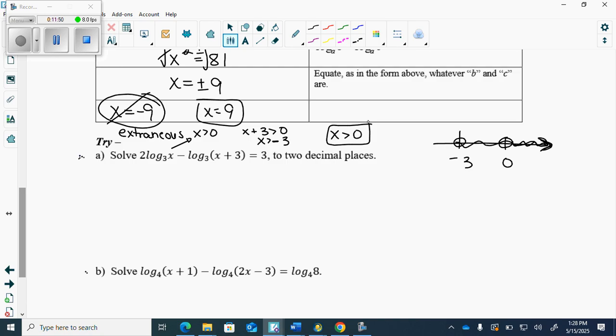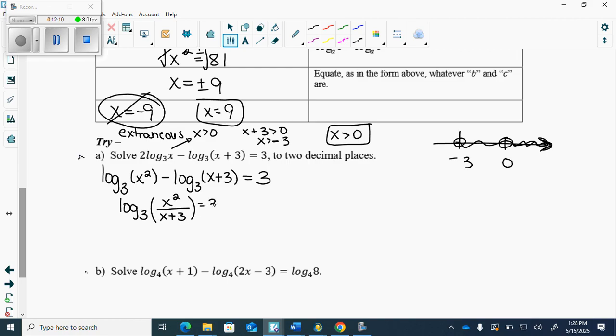Okay. So we bring the 2 up, we get log base 3 of x squared minus log base 3 of x plus 3 equals 3. So we get the logs on the left and get them together. So we get log base 3, x squared goes in the numerator, x plus 3 in the denominator, equals 3. Then we get 3 to the 3 equals x squared over x plus 3. Then we get 27 equals x squared over x minus 3.